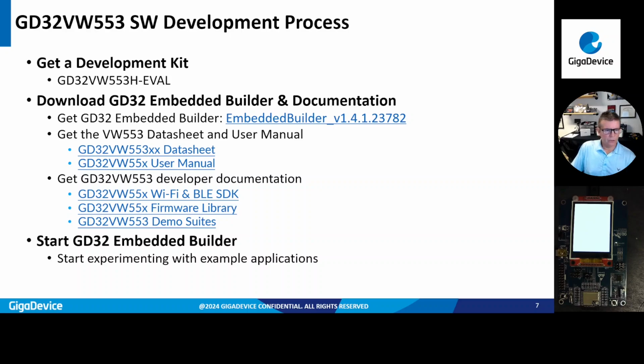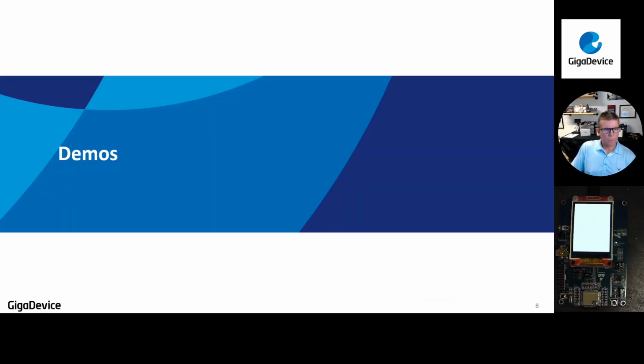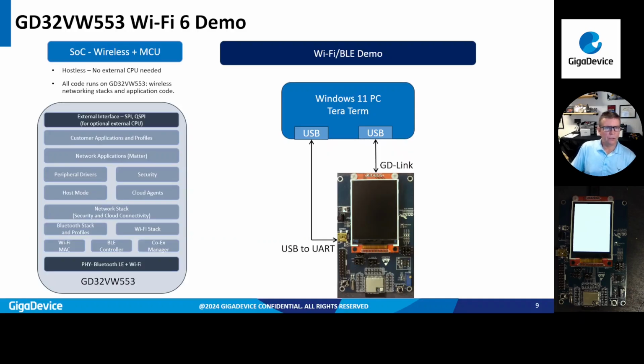So we're going to go ahead and get started with Embedded Builder. The demo we're going to do today is in standalone mode. And then we're going to interface to and download the code via GD-Link. The GD-Link is actually embedded on the eval board, so you don't have to have a separate piece of hardware for that, just a USB cable. And then we are also going to print some information back to the Tera Term window via the UART port as well.